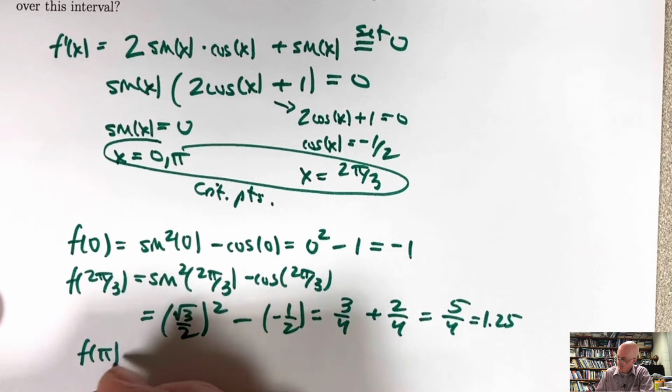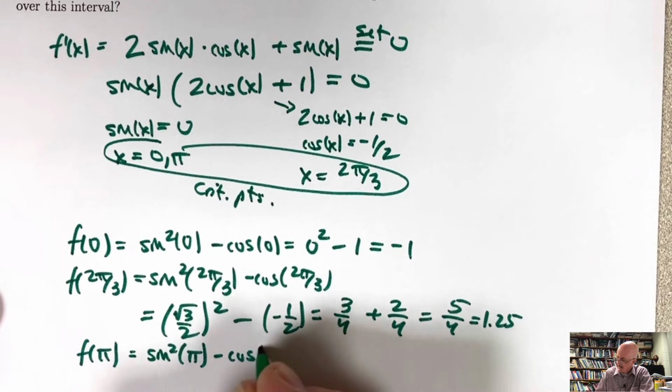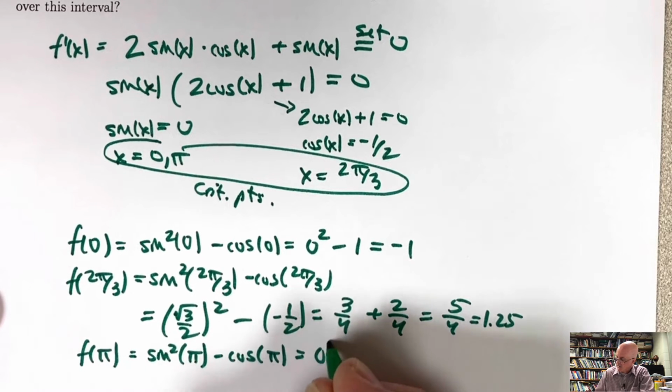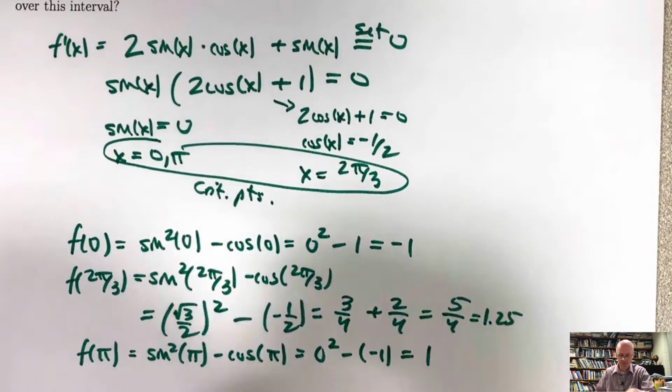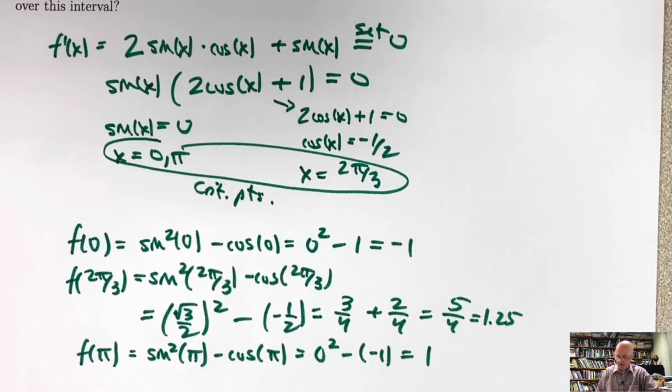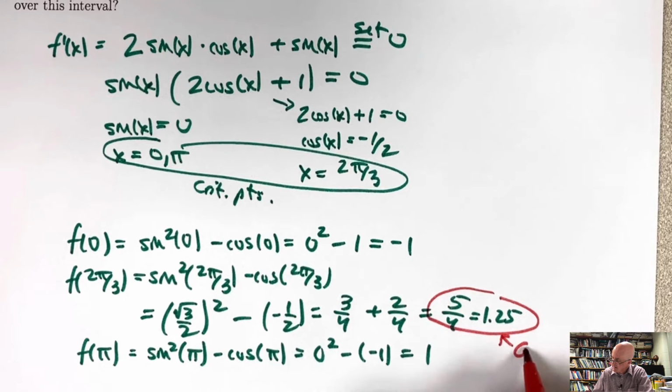F of pi, sine squared pi minus cos pi. 0 squared minus negative 1, careful with the signs, gives us positive 1. So the global max value is 5/4. That's the global max.